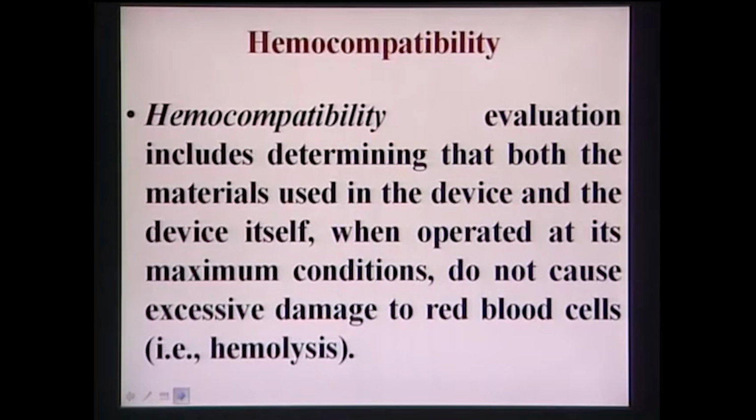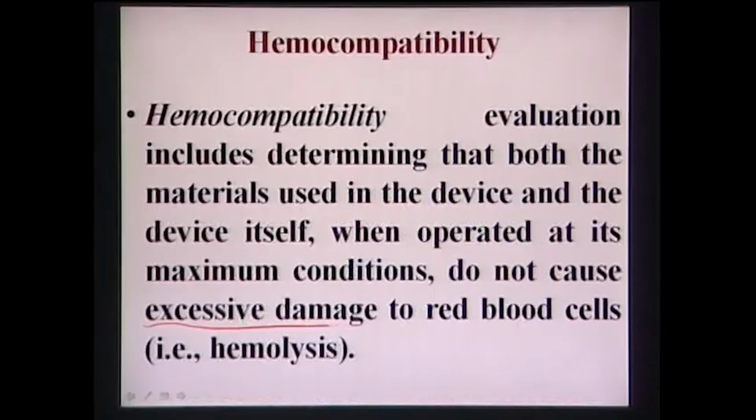So, this is more specific information on hemocompatibility, and this particular biocompatibility test includes determining that both the materials used in the device as well as the device itself, when operated at its maximum conditions, should not cause any excessive damage to RBCs or hemolysis. Again, you have to underline this excessive damage.